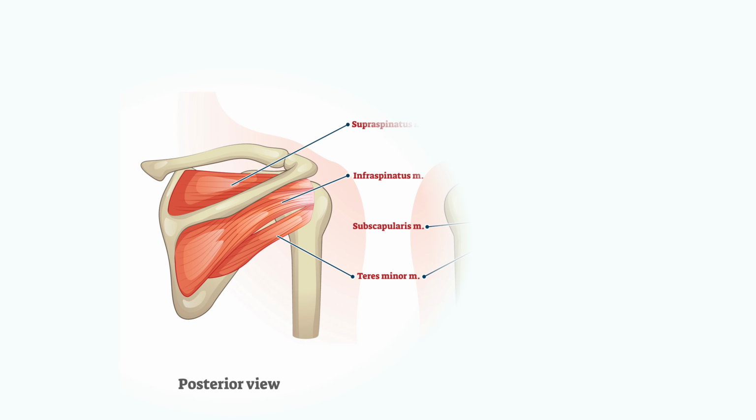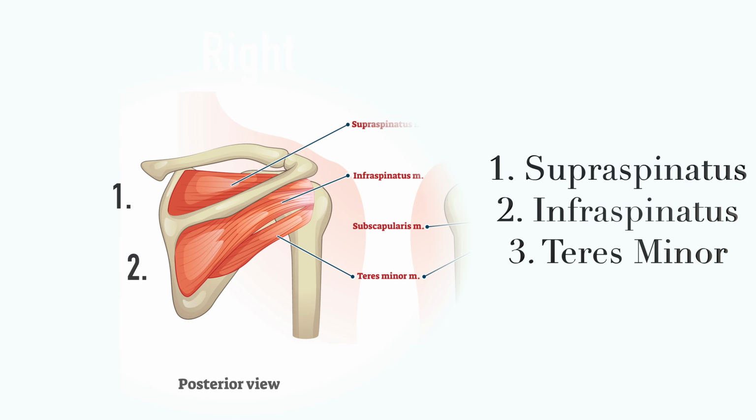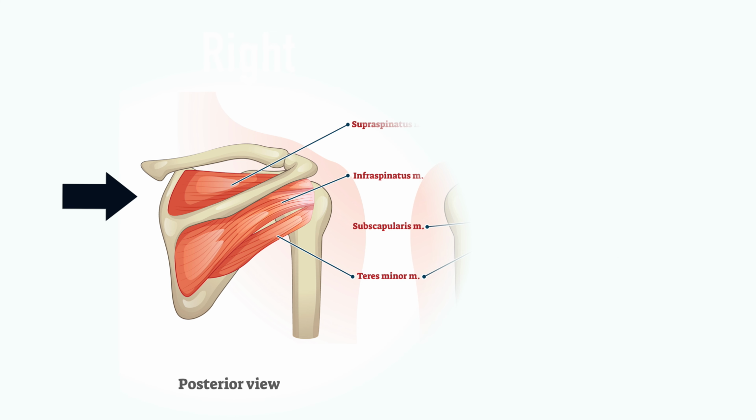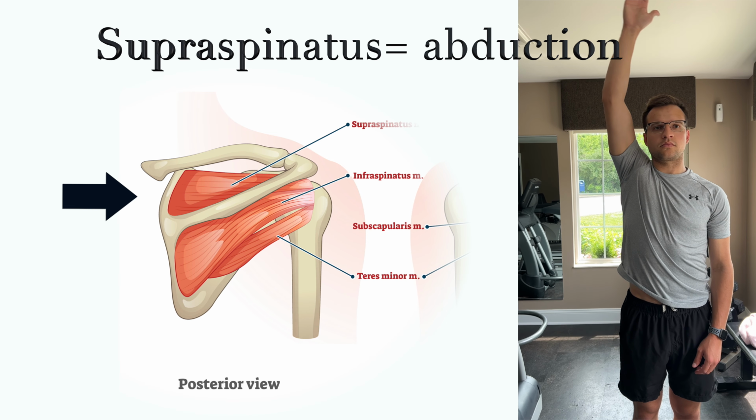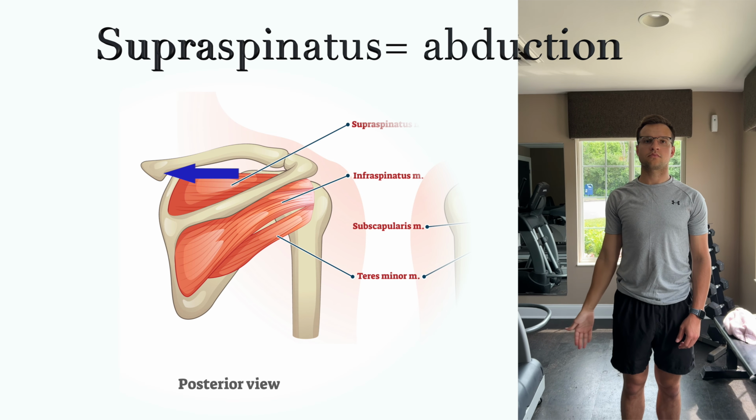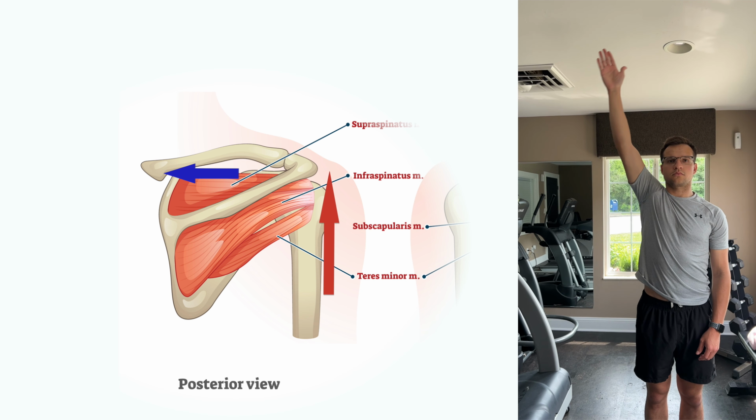So if we just focus on the left side of this picture, we are looking at the back side of the right shoulder. This is where three of our four rotator cuff muscles live. Starting from the top, we have the supraspinatus, the infraspinatus, and the teres minor muscles. The supraspinatus functions to abduct the shoulder along with the deltoid, as can be seen on the right here. When the muscle contracts, the force works to move the arm up overhead.